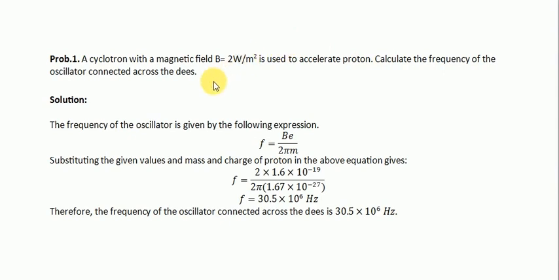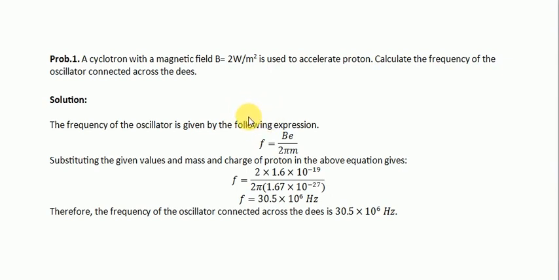First, let's focus on what we are actually looking for here. We need to find the frequency of the oscillator connected across the dees of the cyclotron. But why is this frequency important? Well, for protons to be accelerated smoothly in a cyclotron, the frequency of the oscillator has to match the frequency at which the protons spiral around within the magnetic field.